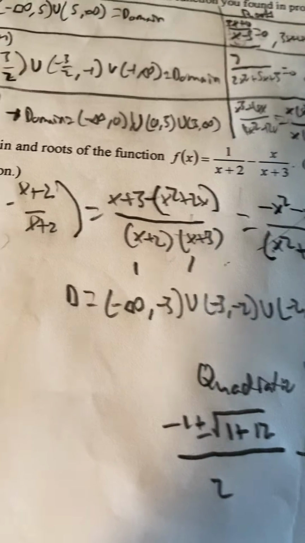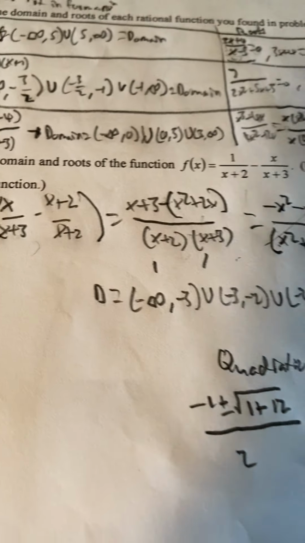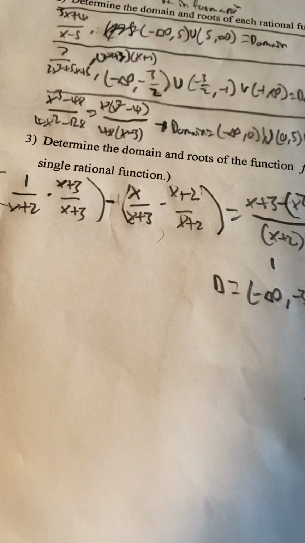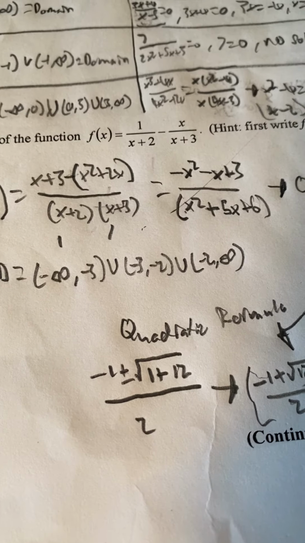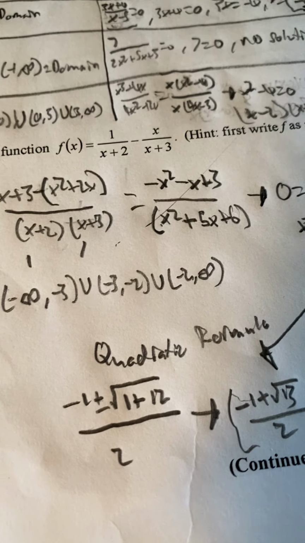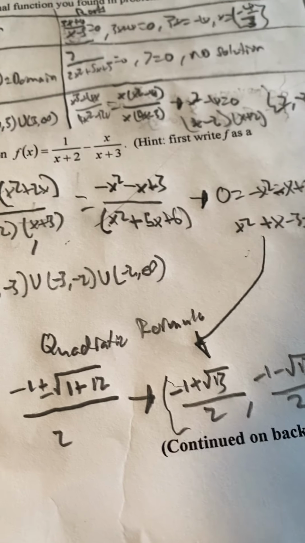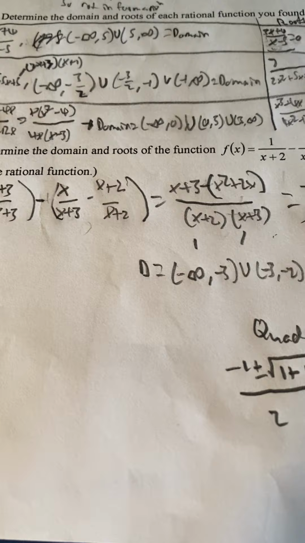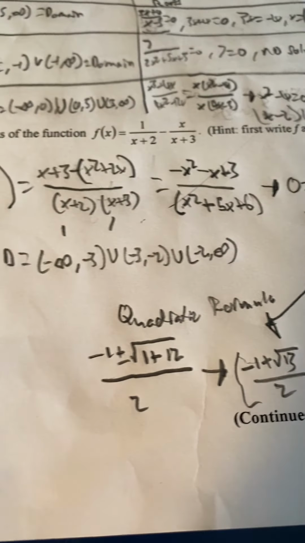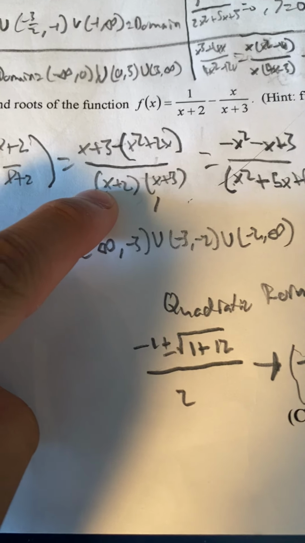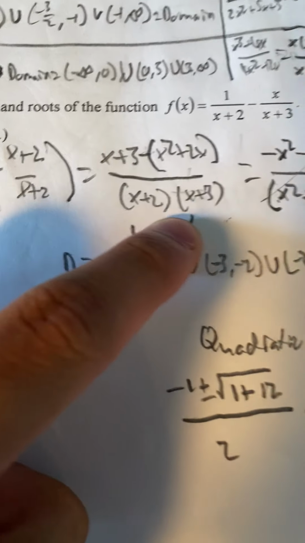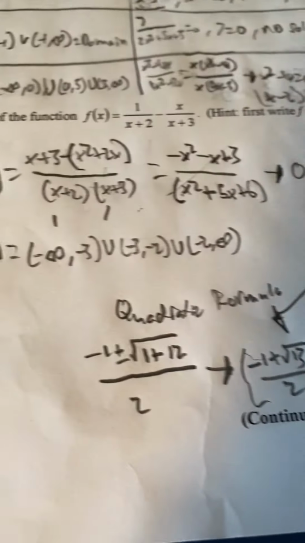Determine the domain and roots of a function f of x. So first you want to combine it into one fraction, which I did here by multiplying to create a common denominator. And that just got me to negative x squared minus x plus 3 over x squared plus 5x plus 6. To find the domain, because we already got into this state before multiplying to here, we can already tell that the domain is just everything but negative 2 and negative 3, which I wrote here.